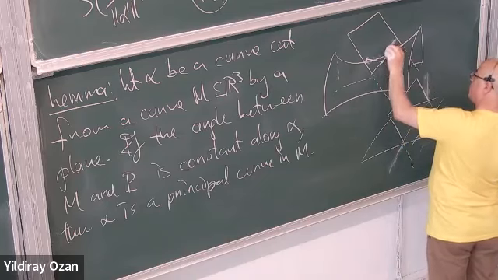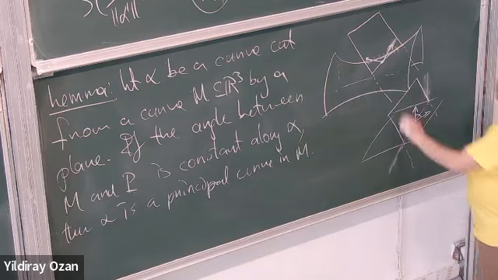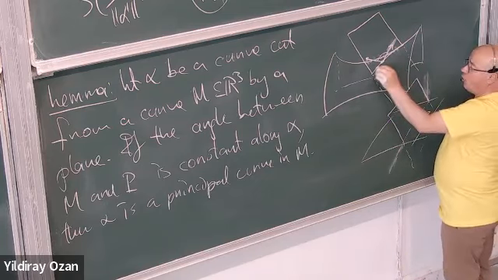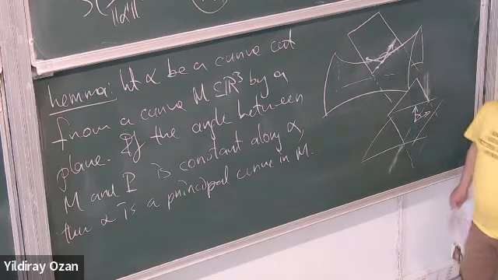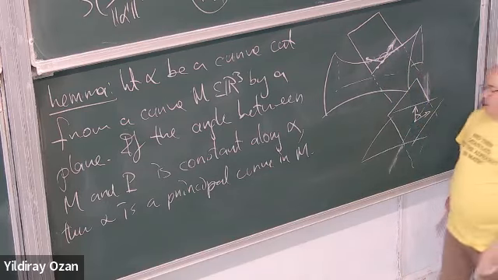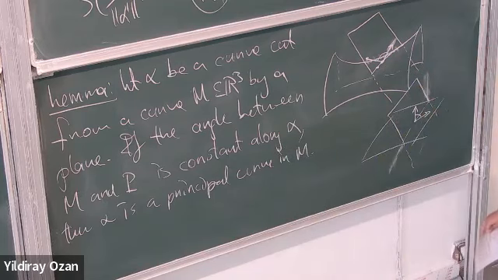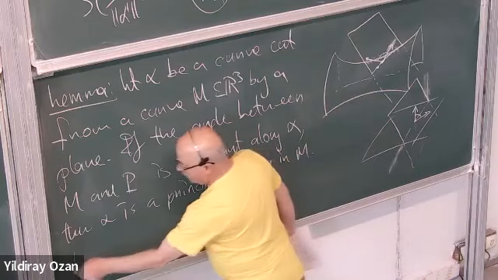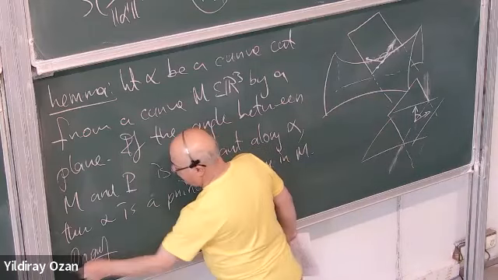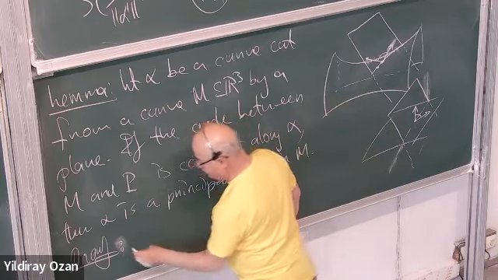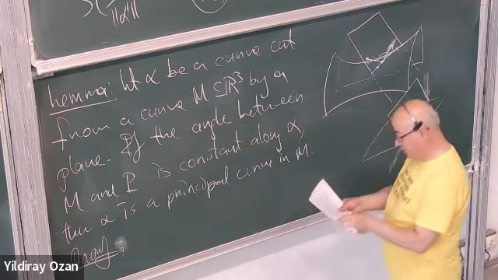Okay, yeah, it should be something like this. So this angle. But you measure this angle at all the points of the intersection curve. Okay? And we assume that that angle is constant. And the claim is that in that case, the curve is principal. Let's see.